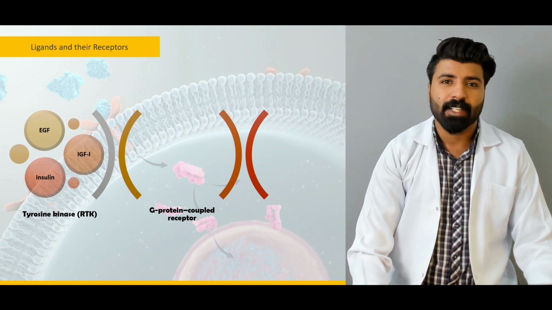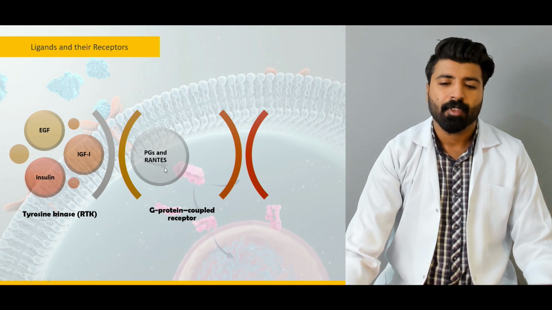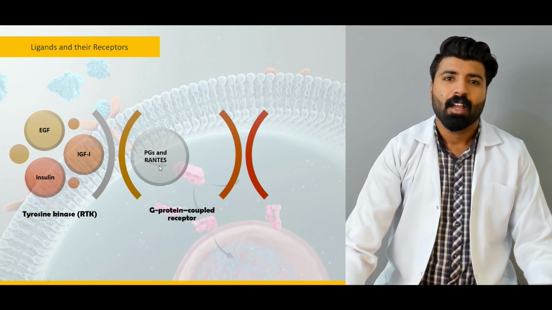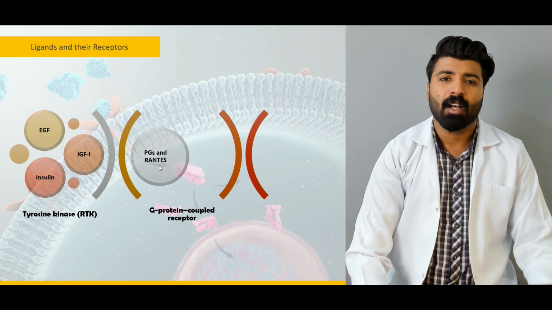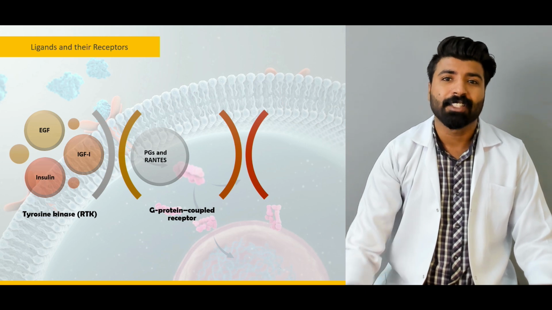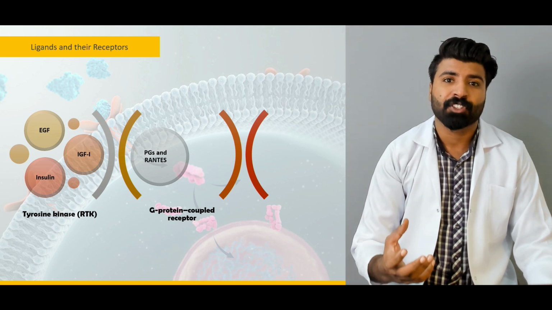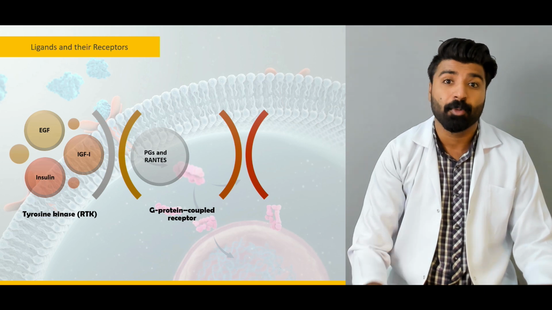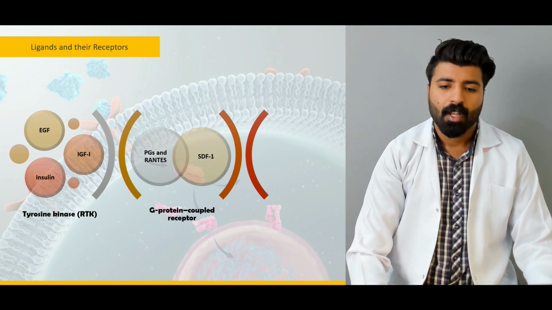So, which of the ligands do you think attach to the G protein receptor? First of all, we have prostaglandins, then rentis. Rentis is actually a molecule which is very important for cell proliferation. So if anything happens to this, it leads to increased or decreased proliferation depending upon the mutation. Next on, we have SDF1.